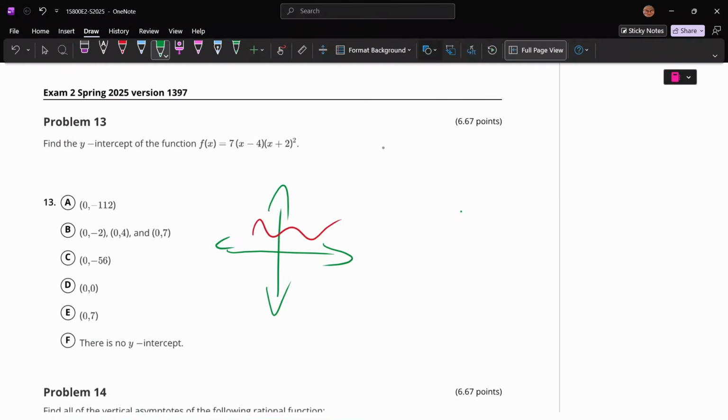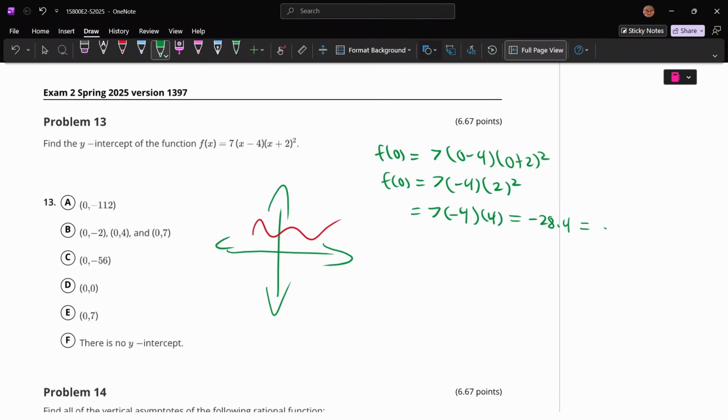So we'd end up with f of 0 is equal to 7 times (0 minus 4) times (0 plus 2) squared, which gives us f of 0 is equal to 7 times negative 4 times 2 squared, which simplifies to 7 times negative 4 times 4, which is negative 28 times 4, which equals negative 112. And since we used x equal to 0 to get here, we can come up with a coordinate of (0, negative 112). So this would be the y-intercept of this function, and the answer to this question would be A.